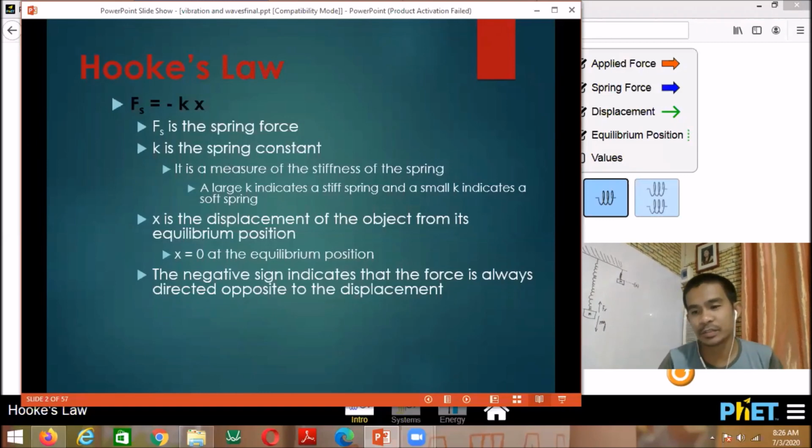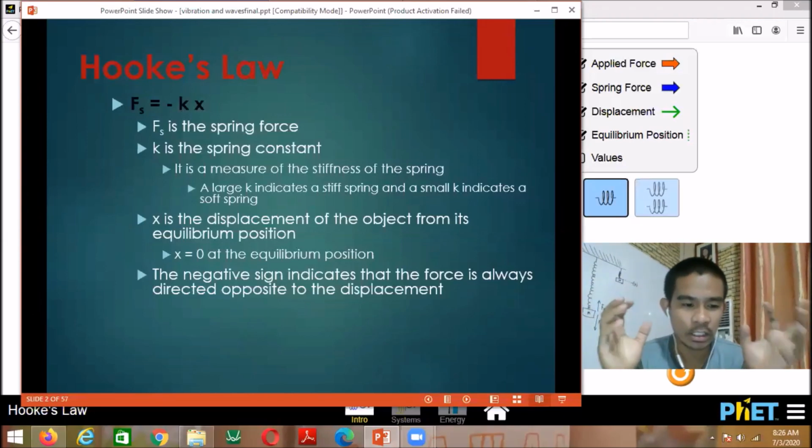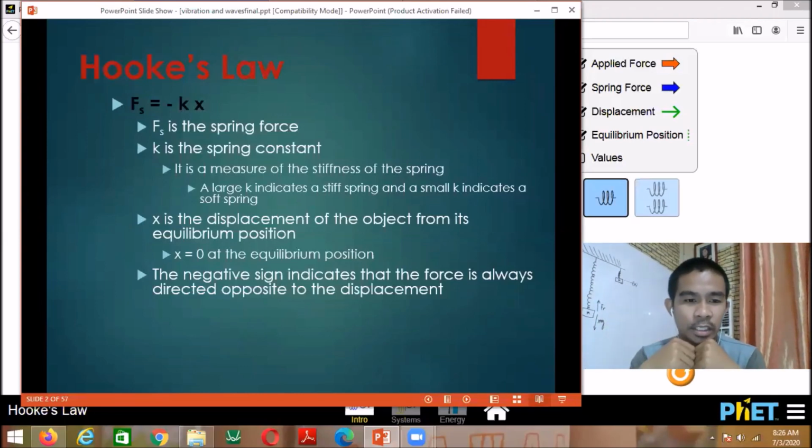Now, a large value of K, or the spring constant, indicates a stiff spring. So it means the spring needs more force to compress and needs more force to stretch. While a small value of K, or small value of spring constant, indicates that the spring is soft. It means it needs a small force to compress or to stretch the spring. So x here is the displacement of the object from its equilibrium position, where if x is equal to 0, then it means it is at the equilibrium position.